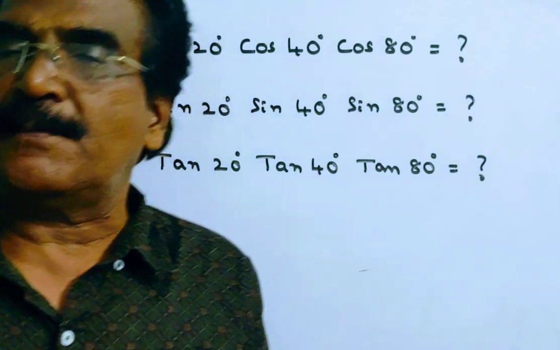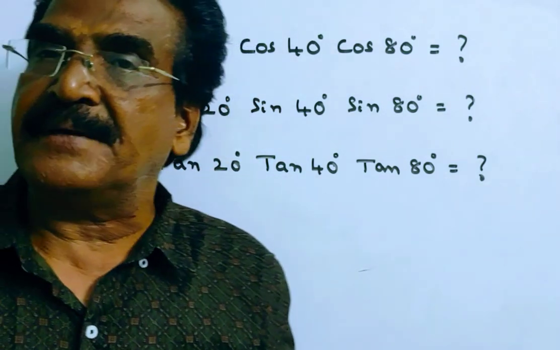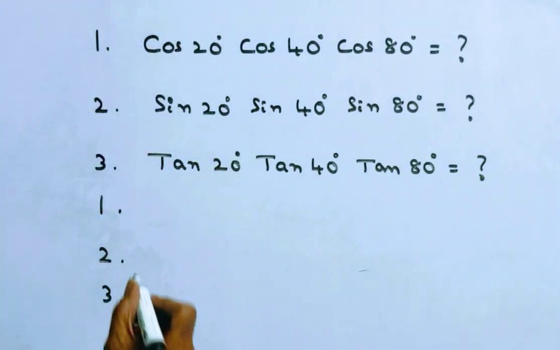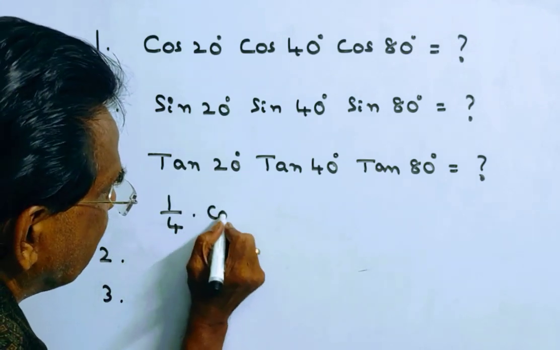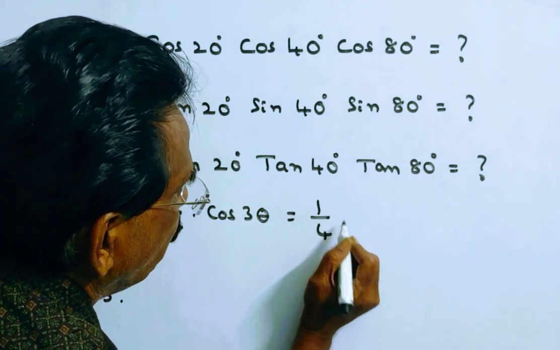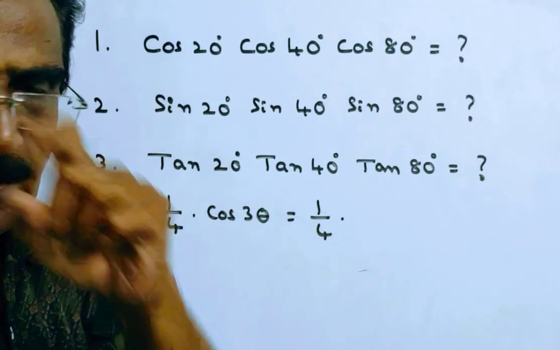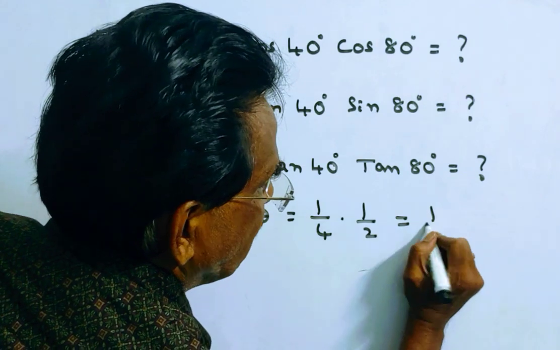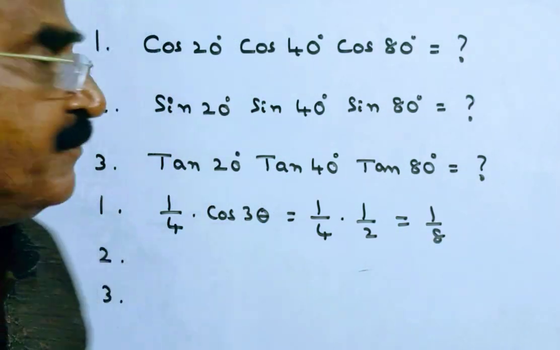Friends, we know one trigonometric identity. Cos theta into cos 60 minus theta into cos 60 plus theta is equal to 1 by 4 into cos 3 theta. That is equal to 1 by 4 into, friends, theta 20, 60, cos 60 is 1 by 2. So the answer for the first question is 1 by 8, friends.